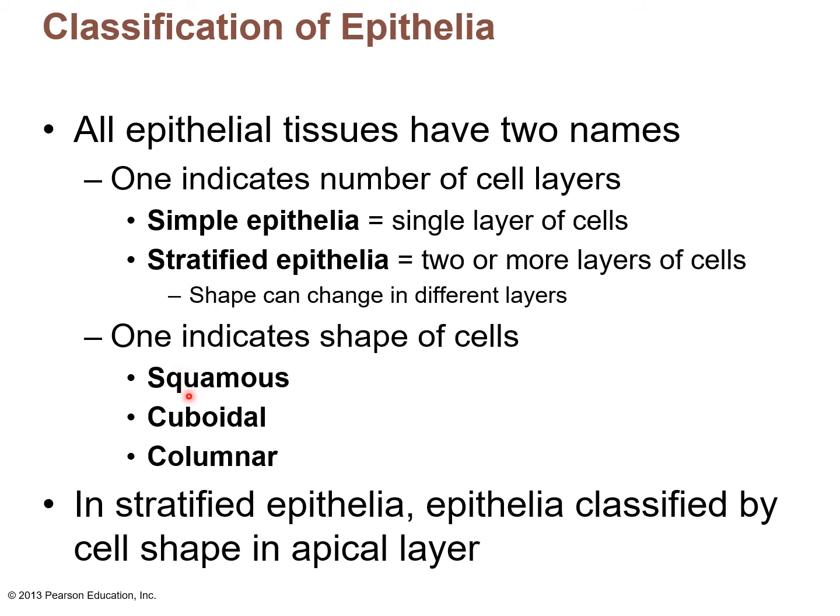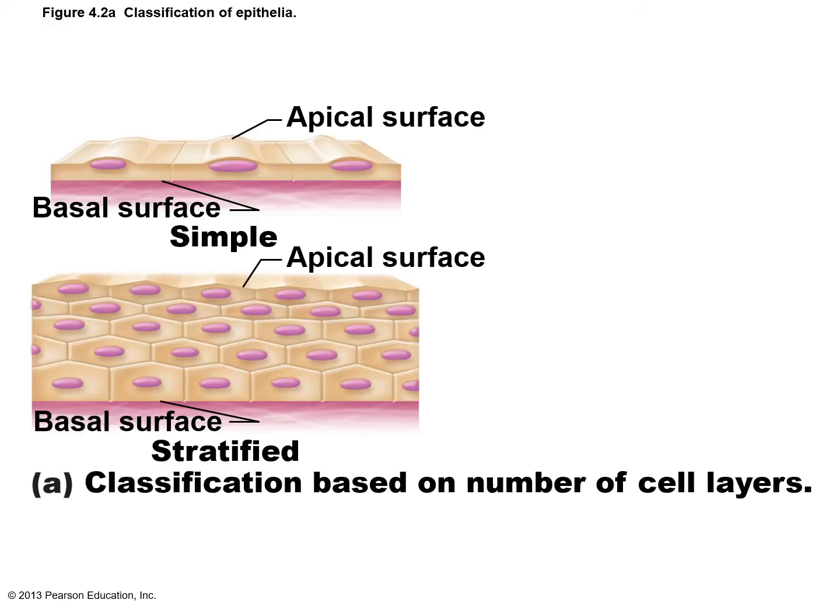Then the second part of the name is going to indicate the shape of the cell. If the cell looks flat, we call it squamous. If it looks like squares or basically little cubes, we call it cuboidal. If it's more like a rectangular shape, we call it columnar. So let's go ahead and check it out together.